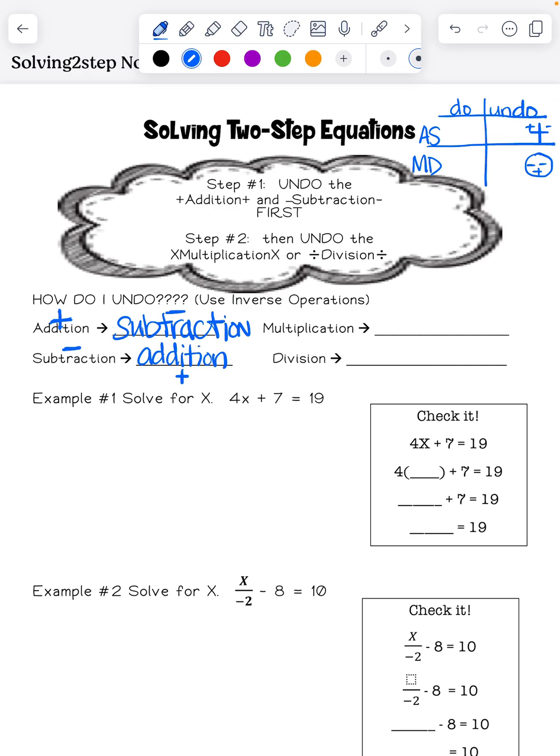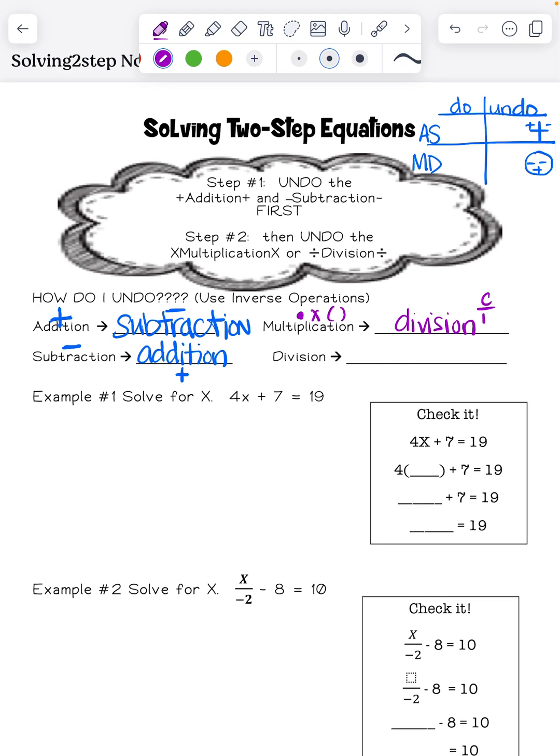Okay. And then what's the opposite of multiplying? Well, the opposite of multiplication, which we could see as a dot, as an X, or as parentheses, is going to be division. And remember, division could be seen like cowboy and horse, or with a division symbol. And then again, the opposite of division, we would say is multiplication. And remember, multiplication can be seen with a dot, with an X, or with parentheses.